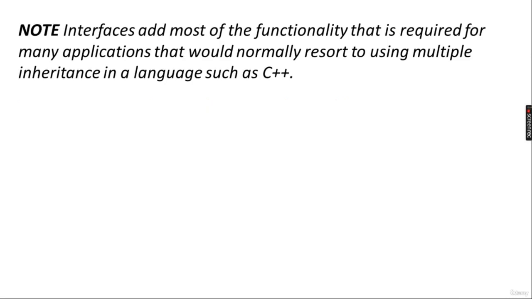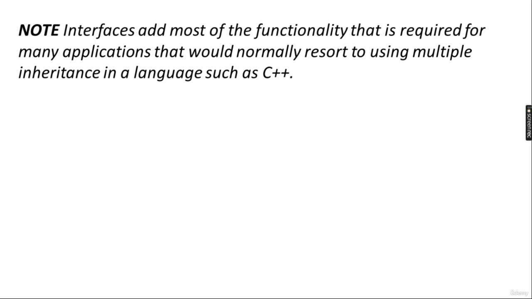Interfaces add most of the functionality that is required for many applications that would normally resort to using multiple inheritance in a language such as C++. Multiple inheritance is not present in Java. It is removed from Java. Okay, why was it removed from Java? When one class inherits more than one superclass, what will happen?